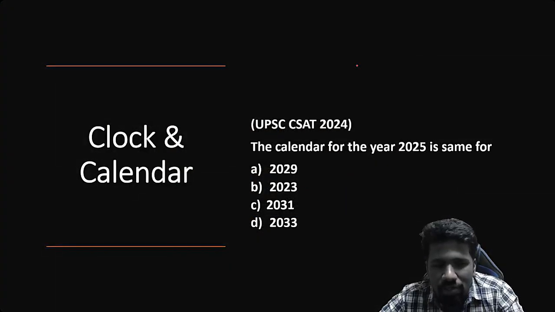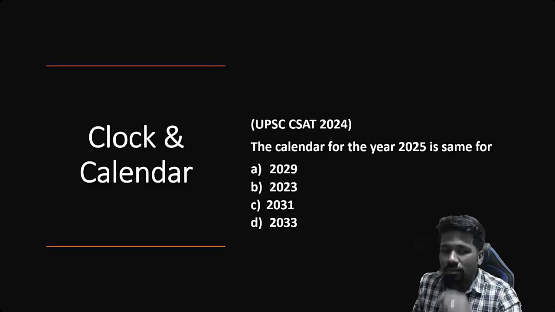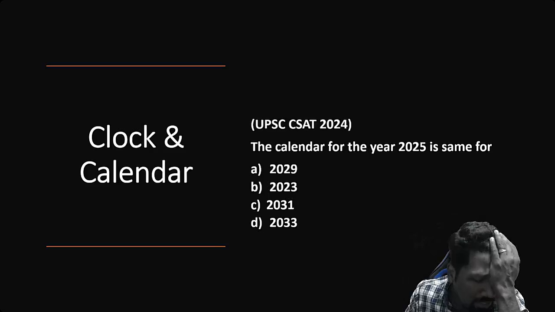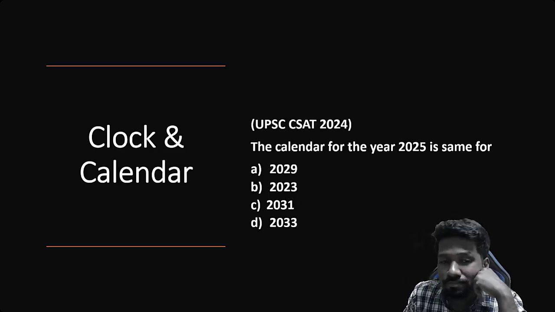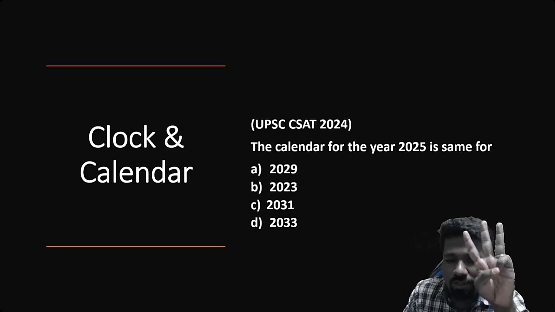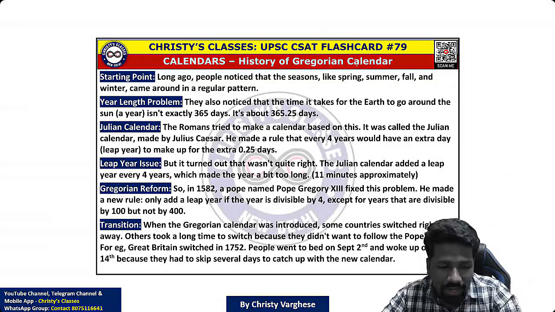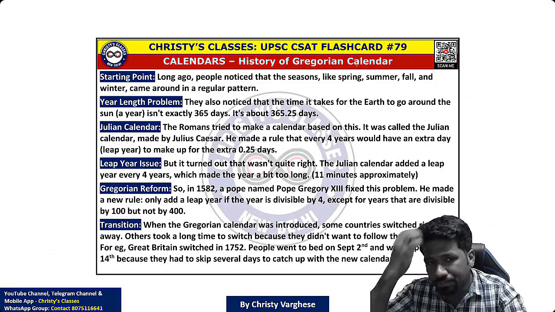So next is the clock and calendar unit, 2023 and 24. This unit is much more important because earlier clock and calendar was asked only once in a while. But now in 2024, there were 3 questions in total on clock and calendar. So that is why we will be discussing clock and calendar in 2 different lectures.